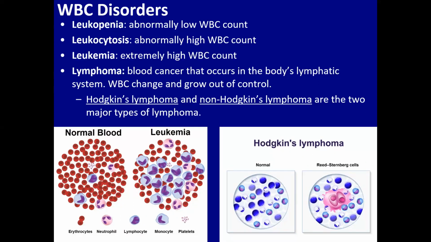Again, on the right, you can see that there are normal cells, and then you could see that there are cells that have grown out of control. So a person can have Hodgkin's lymphoma or non-Hodgkin's lymphoma. These are the two major types, and the image is of Hodgkin's lymphoma.